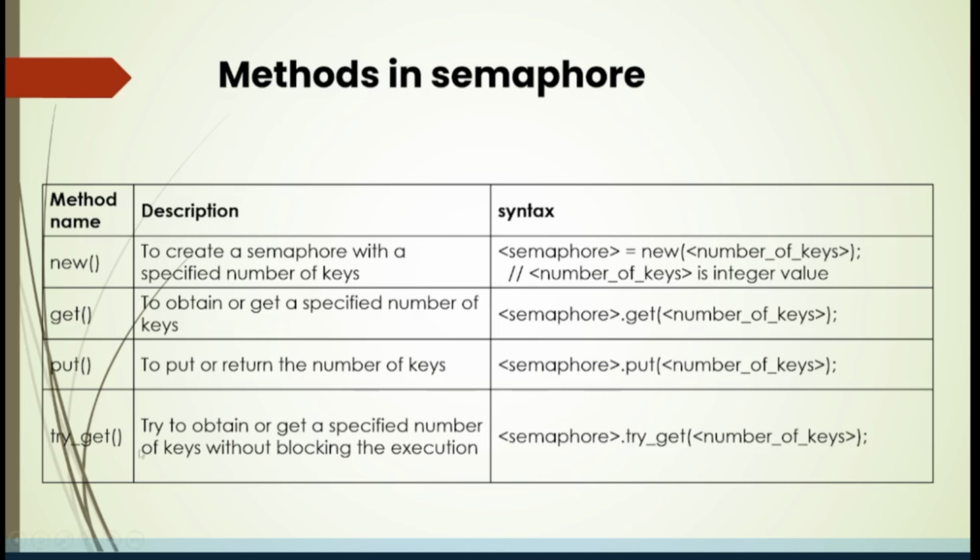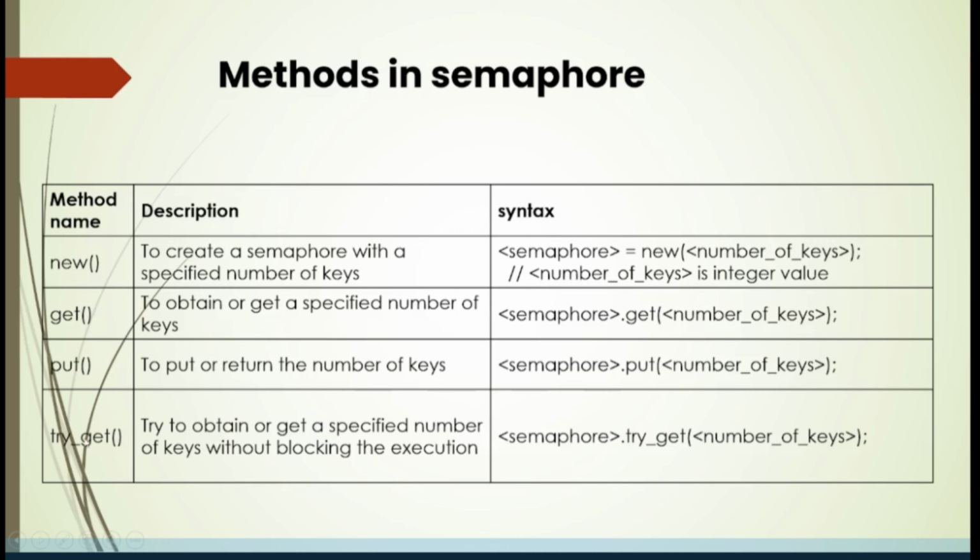And try_get. Try to obtain or get a specified number of keys without blocking the execution. That means what is happening here is, for example, let us consider that in new I have created four keys. From get I have taken two keys.